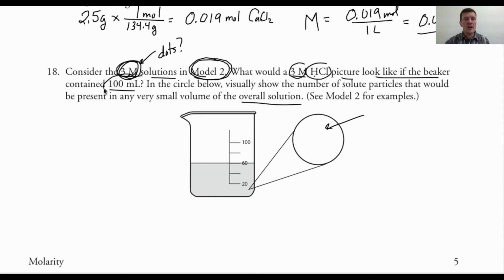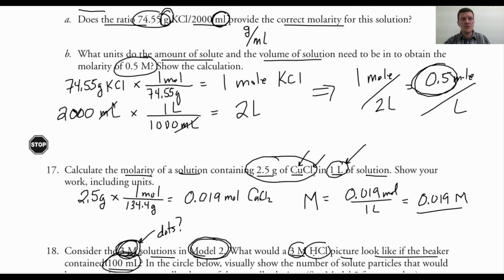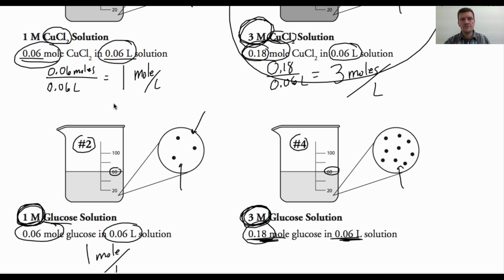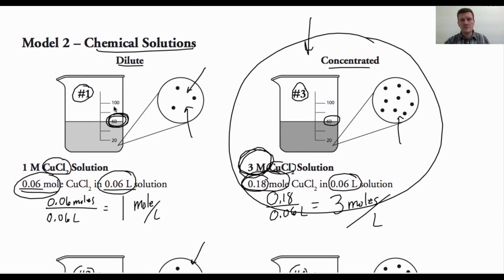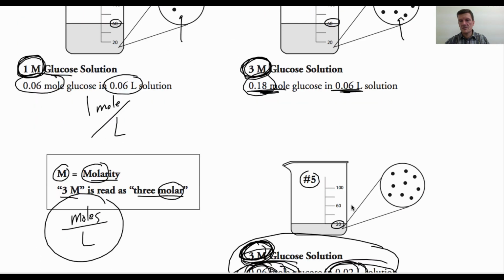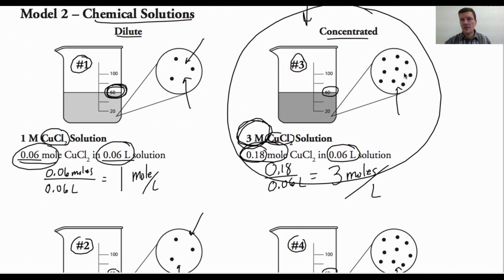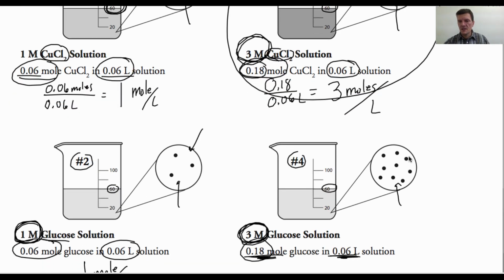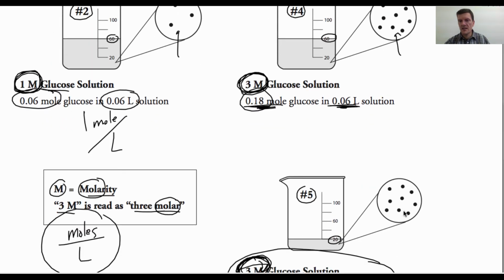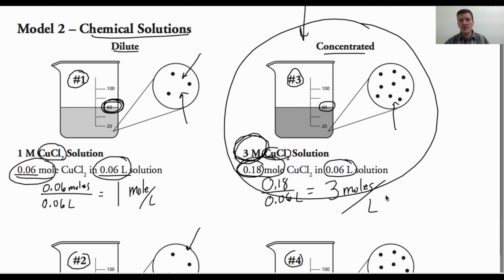If the beaker contained only 100 milliliters. So if you go back up here to our model, look at all these 3 molar solutions. They have 1, 2, 3, 4, 5, 6, 7, 8, 9 dots. 9 dots, 9 dots, because the concentration is the same for all of them. All of these are 3 molar. So if we had another 3 molar solution, we would have 3 dots in our small sample to show that it's the same concentration.